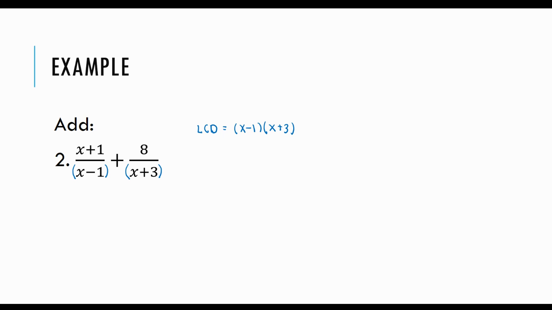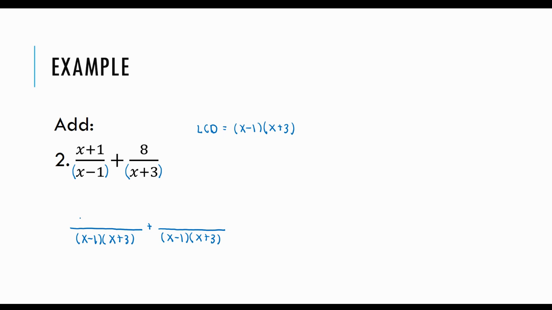Now, don't actually multiply those two binomials together. I want to keep everything as factored as possible because remember, at the very end of this whole entire process, I need everything factored to see if I can simplify. So that means my new denominators become that LCD. So x minus 1 times x plus 3 for both of these.